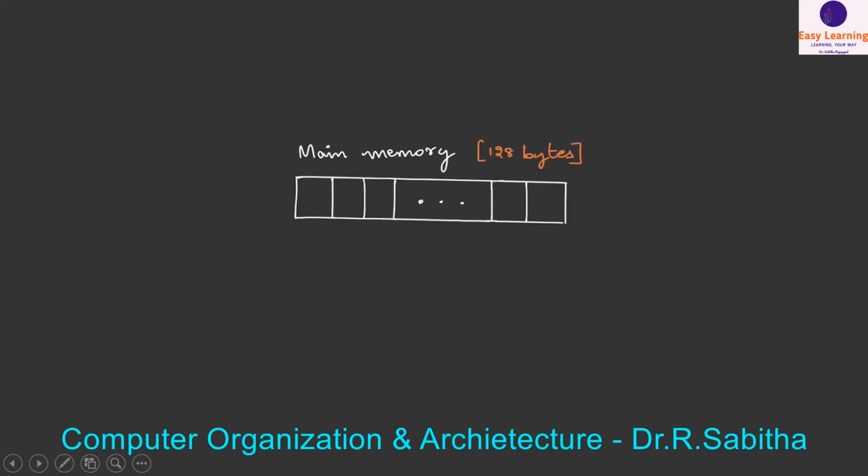So, 128 bytes are represented in all these locations. For understanding purposes, I have taken the size of the main memory to be small, which is 128 bytes. Each and every location of the main memory is addressed, right? So, the first location is addressed 0, 1, 2 and so on up to 127. So, totally we have 128 bytes of memory. Hence, we are addressing it from 0 to 127. This is how we will be assigning the address.